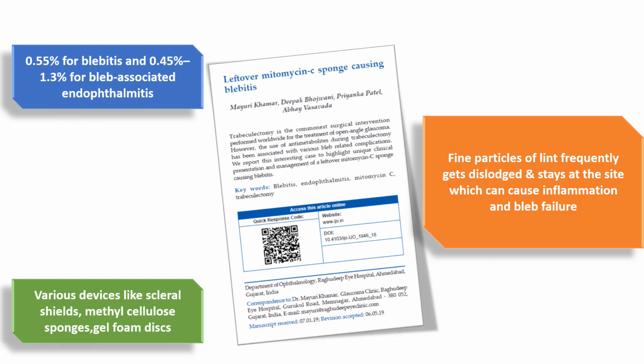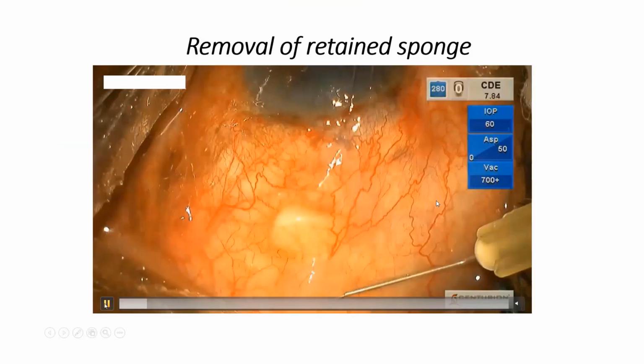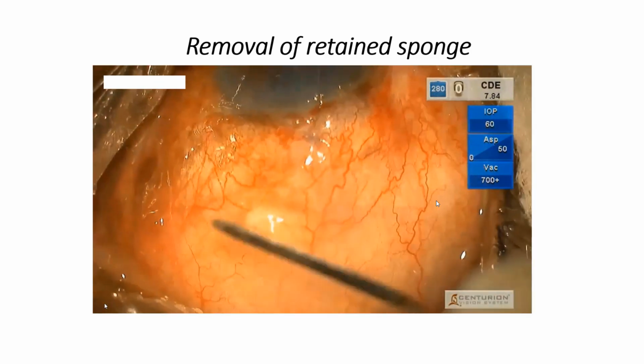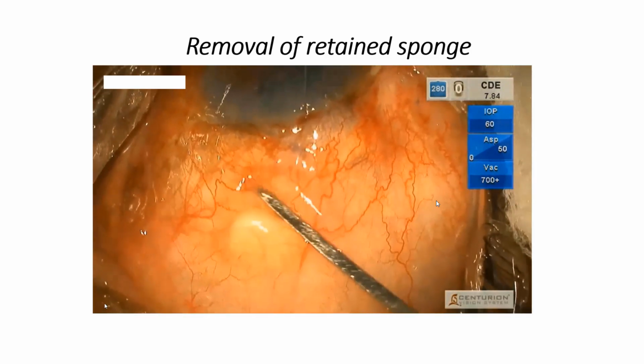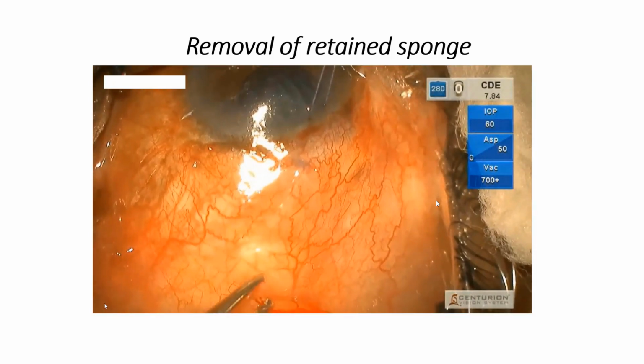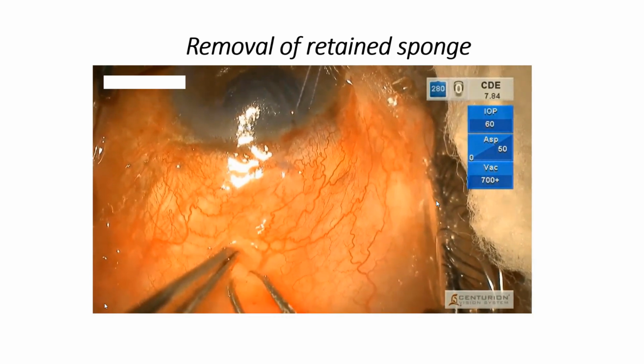Various devices like scleral shield, methyl cellulose sponges, gel foam discs are available to deliver antimetabolite agents. While using these, fine particles of lint may get dislodged and stay at the site, leading to inflammation and bleb failure. Sponges may be lost due to deeper insertion. Retained sponges can lead to conjunctival holes, granulomas, and cause infection. So, prompt surgical removal of the retained sponge is needed.